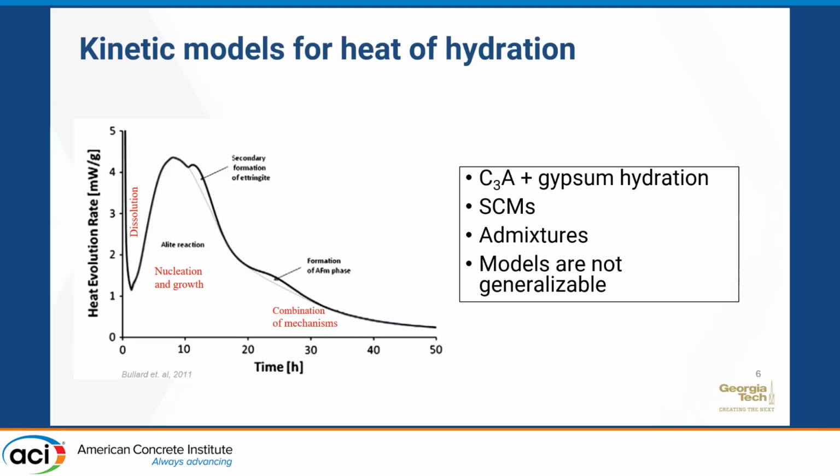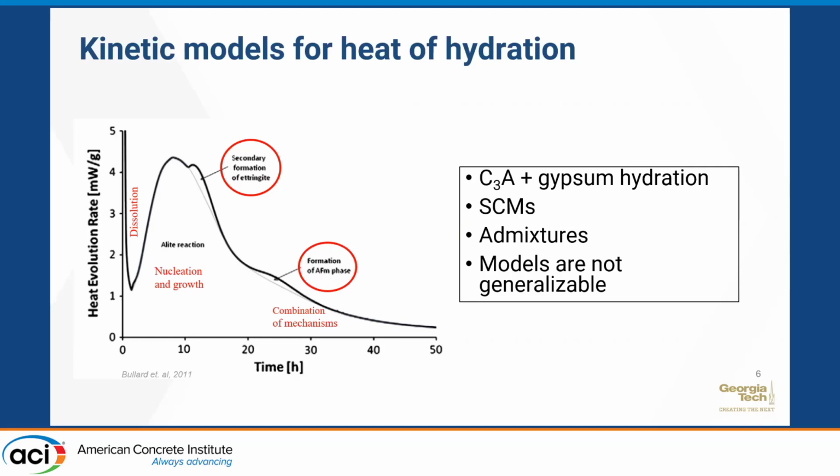And the alite reaction could be divided into three main phases, and each one of these phases could be described using a different controlling mechanism, and each one has its own model. So we need to consider all of these models in order to get the heat evolution rate, which you see in the image to the left. This process could be more complicated if you would like to include the hydration of C3A plus gypsum. And it could be even more complicated if we wanted to include the effect of using SCMs and admixtures on the rate of heat evolution.